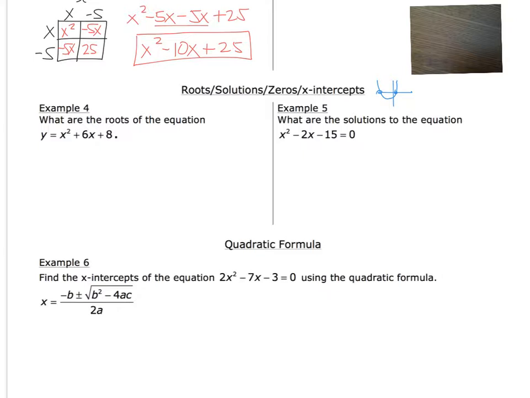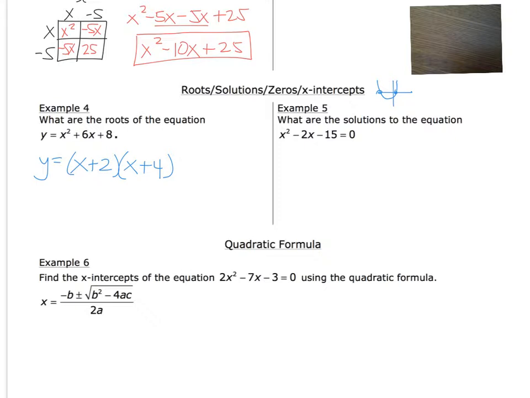So this one says, what are the roots of the equation y equals x squared plus 6x plus 8? Well, you're supposed to know the factored form of this is going to be y equals, and then we've got x times x, and then two numbers that multiply to 8 but add up to 6, that's going to be 2 and 4, and then you set them equal to 0 and all that stuff right there.